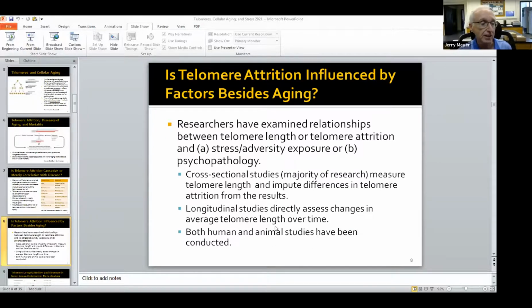And both human and animal studies have been conducted. Of course, we're mostly going to be talking about human studies, but a little bit of animal stuff where it's relevant.